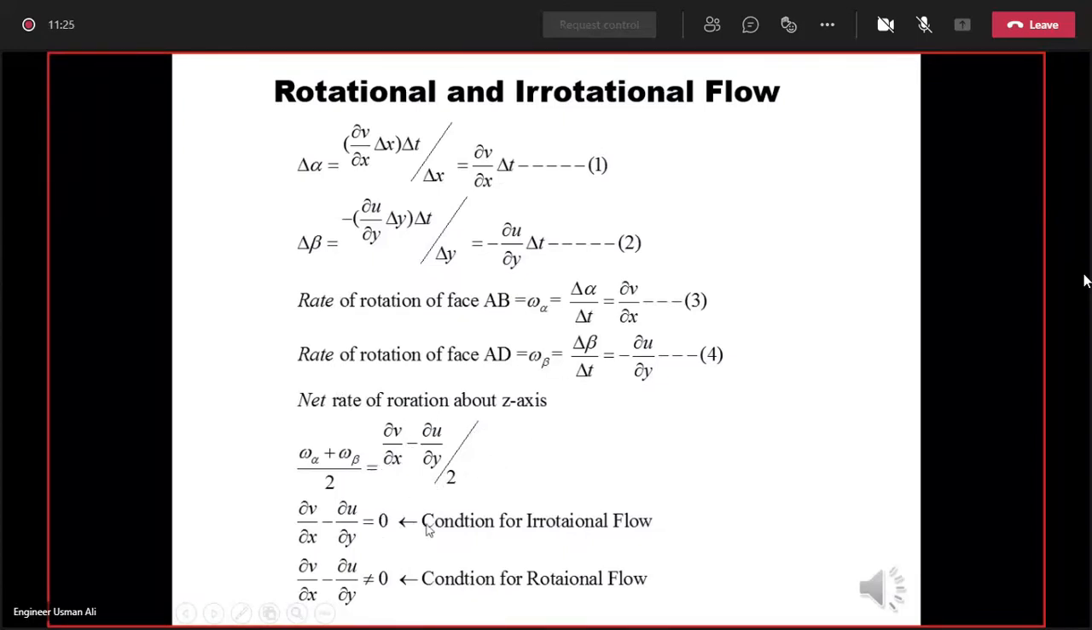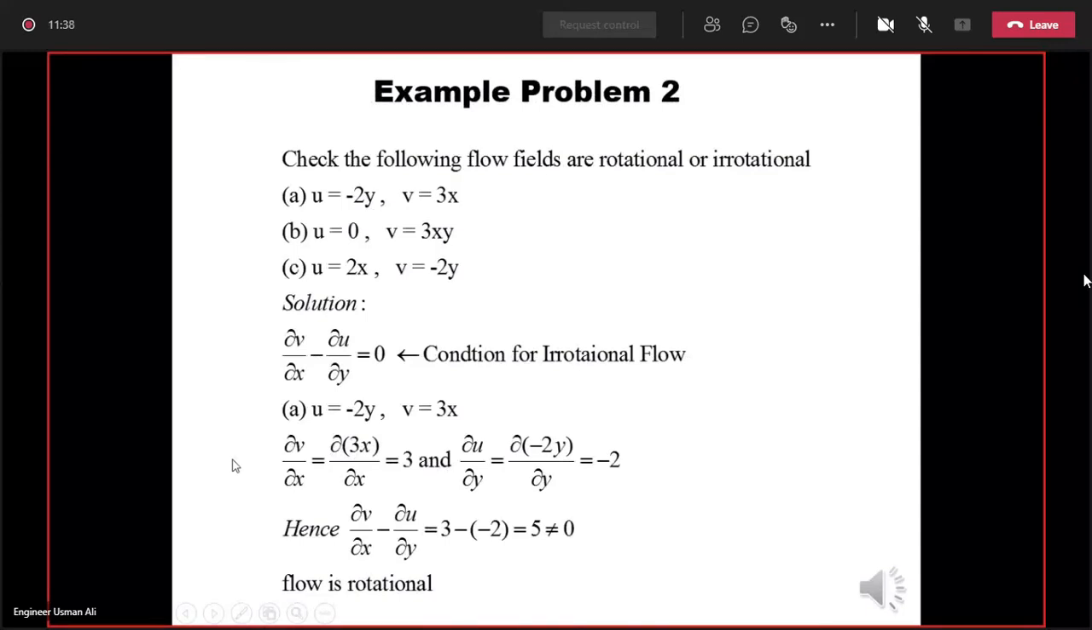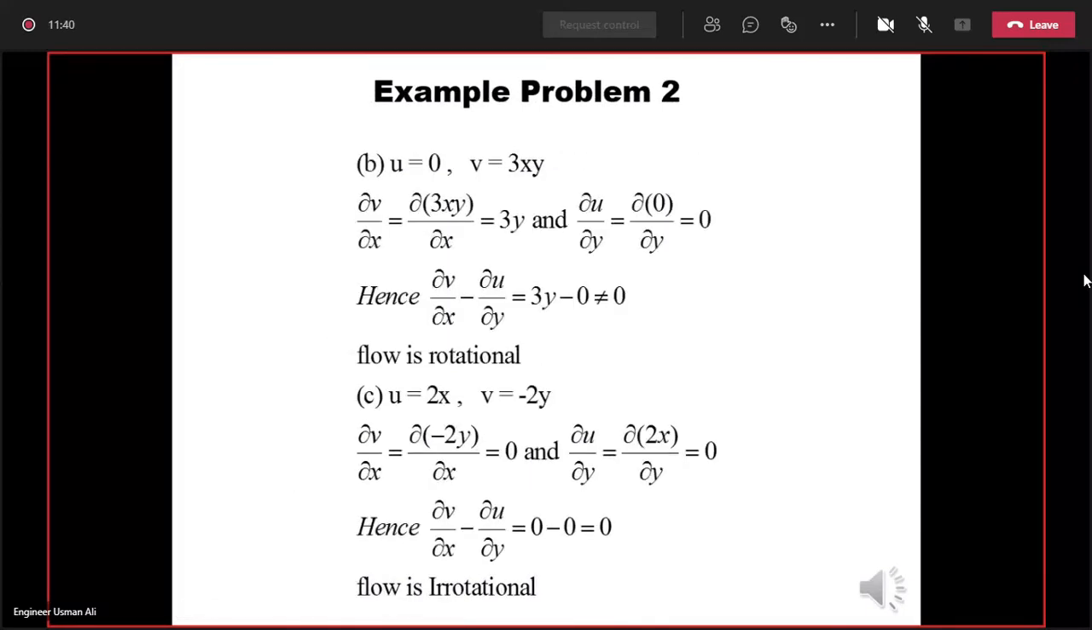and we found the net rate of rotation of the element, that is partial v over partial x minus partial u over partial y, must be 0 for the irrotational flow, and for rotational flow obviously it will have a certain value. We also use this equation to check the rotational and irrotational flow fields.